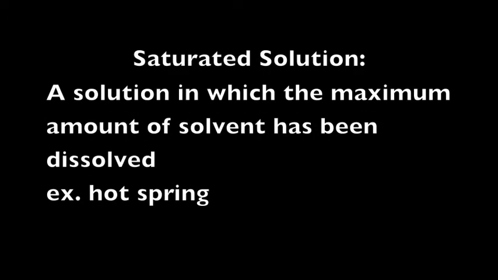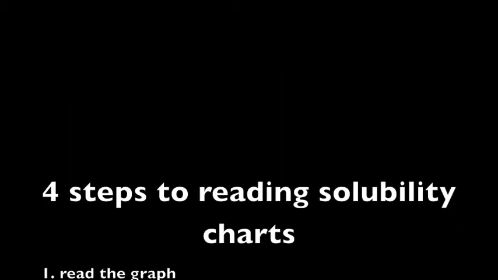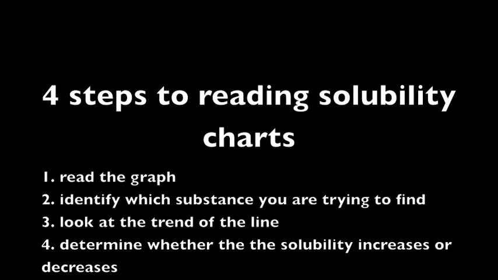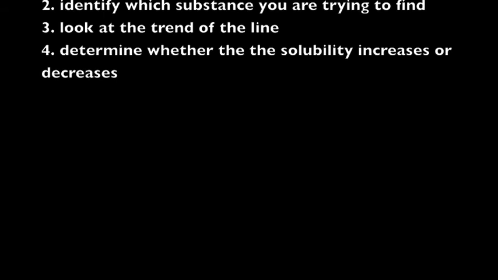A saturated solution is a solution in which the maximum amount of solute has been dissolved. An unsaturated solution is a chemical solution in which the solute concentration is lower than its equilibrium solubility. The 4 steps to reading solubility charts are to read the graph, identify which substance you're trying to find, look at the trend of the line, and then determine whether the solubility increases or decreases.